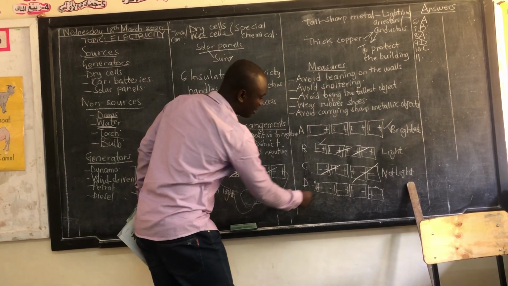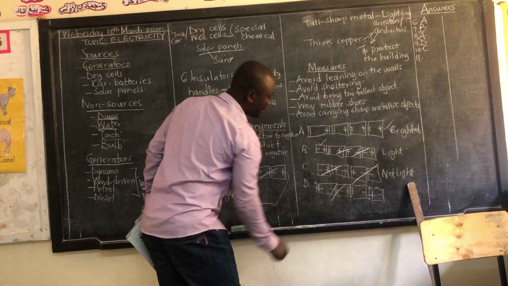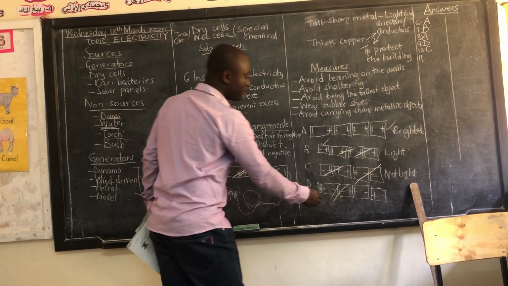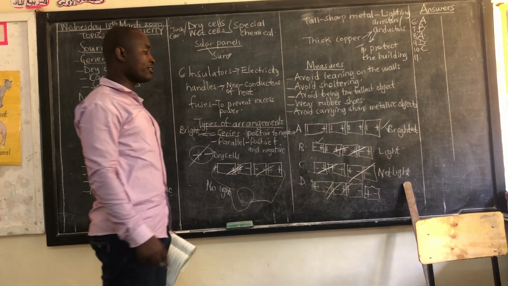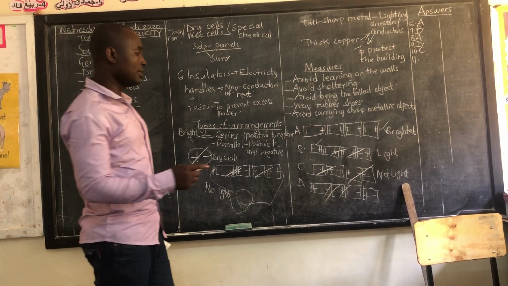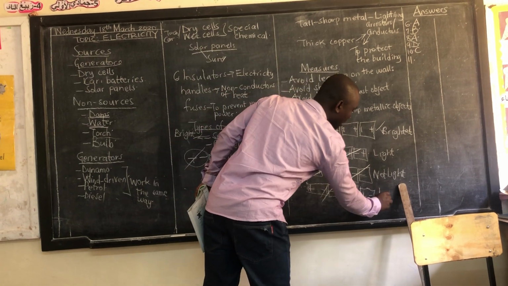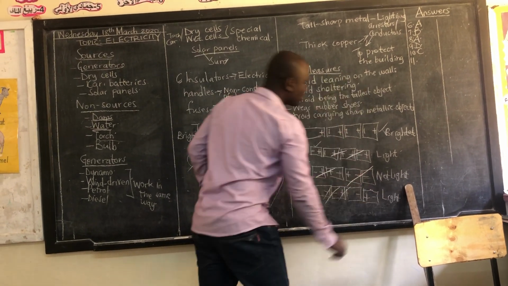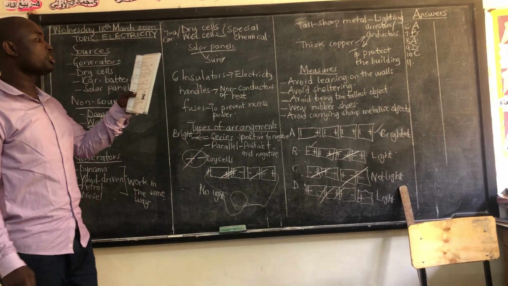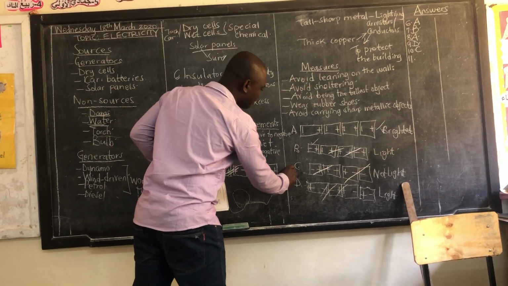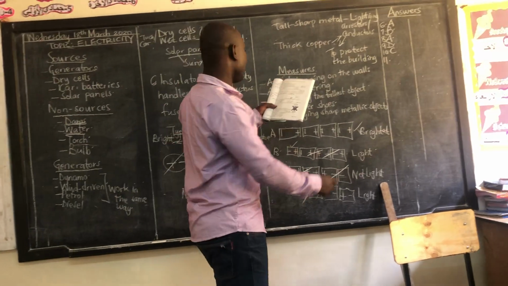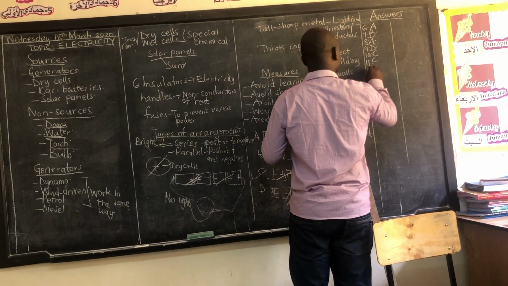In D, positive and negative cancel each other. Positive and positive cancel each other. We have remained with one dry cell, so it will still light, but not very bright. Let's go back to the question. The question is, which bulb will not light? The correct answer becomes C. Number 11, the correct answer becomes C.